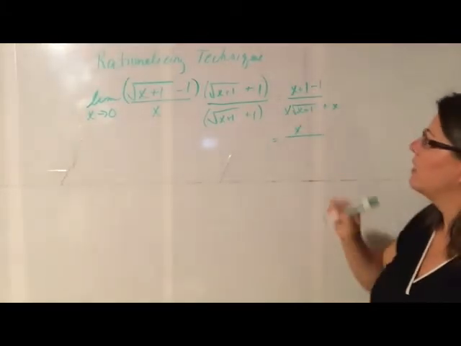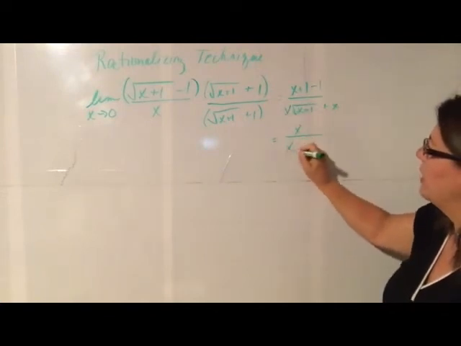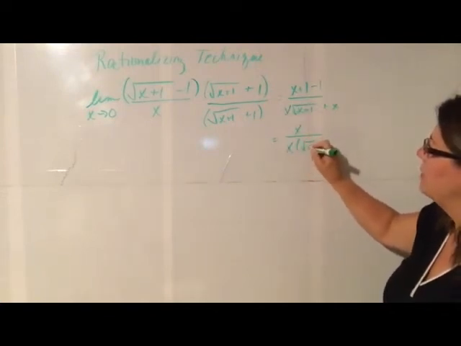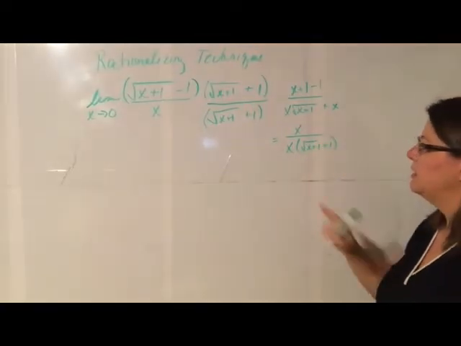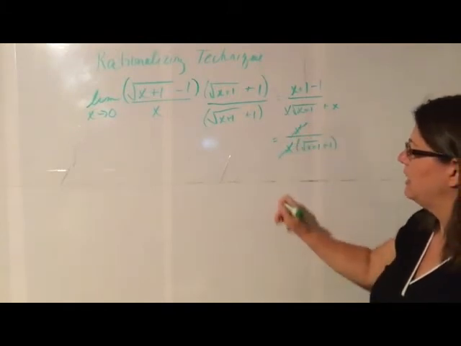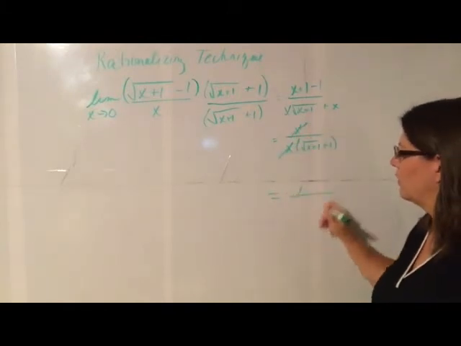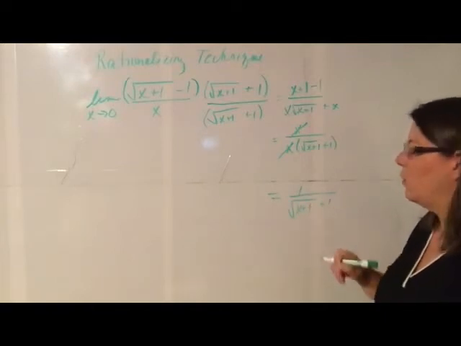If I look at what I've got on the bottom, both of these terms have an x in them. So I'm going to factor out that x. And that leaves me with the square root of x plus 1 plus 1. And then look at what happens with your x's. They cancel out, leaving me with 1 over the square root of x plus 1 plus 1.